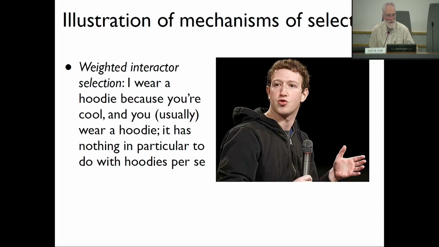If it was weighted interactor selection, it's I'm wearing a hoodie because you're cool and you usually wear a hoodie. It has nothing particular to do with hoodies. So it's something where the value is associated with the person, not with the behavior.